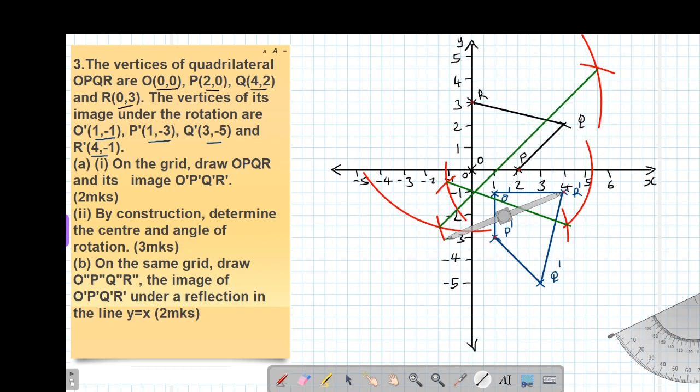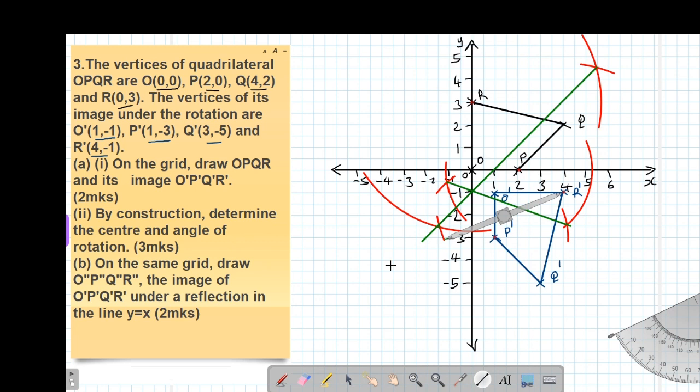So mine will come to around this point. Let me draw it from the upper side. So from this point, I need to connect these two. Yeah, exactly, it will be that way. So the point of intersection of the first green line and the second line would represent the center of rotation.